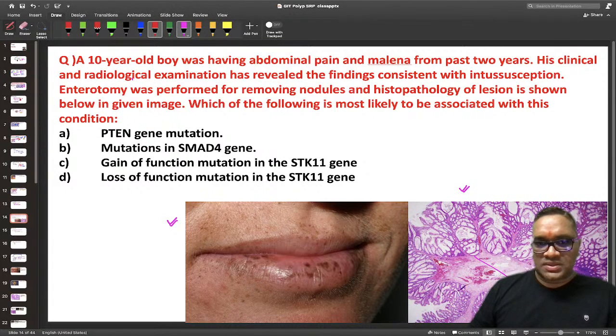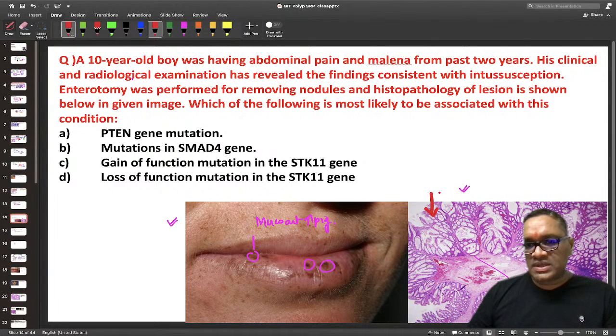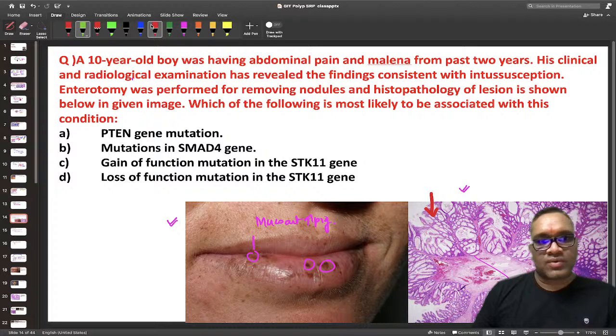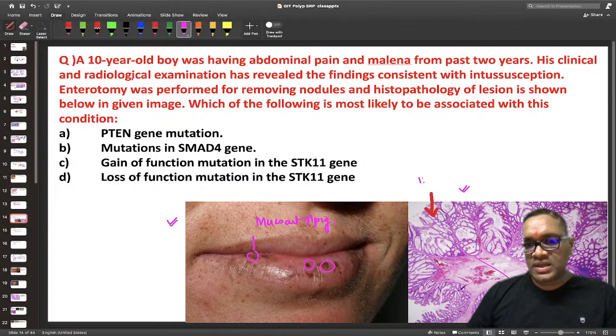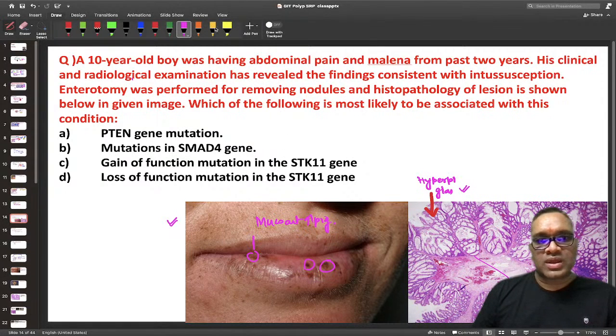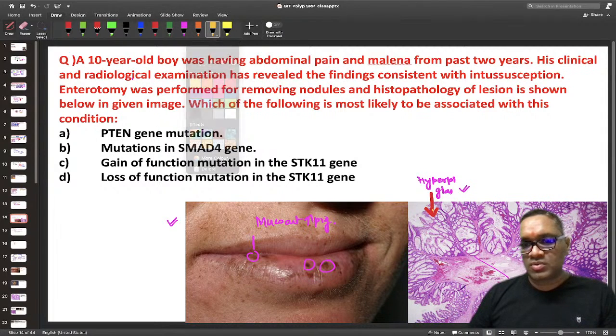See, what is the diagnosis? You are seeing mucocutaneous hyperpigmentation, right? So these are all mucocutaneous hyperpigmentation. And now in this we are seeing again a hyperplastic gland. So here you can see what I was telling you. Now you can notice there is a hyperplastic gland, right? So hyperplasia of the gland is there. You can notice so many small glands are visible.